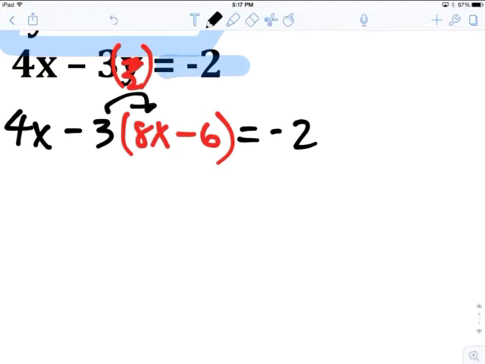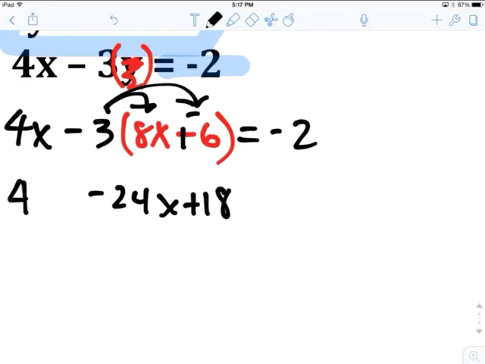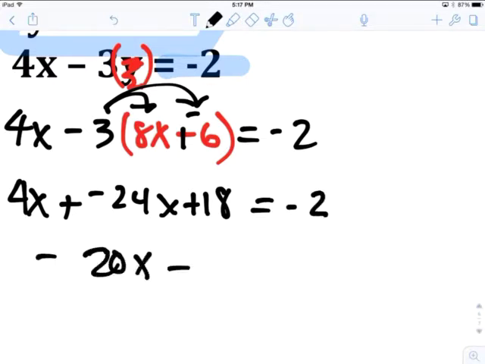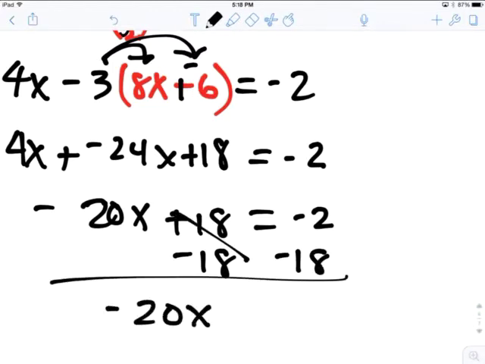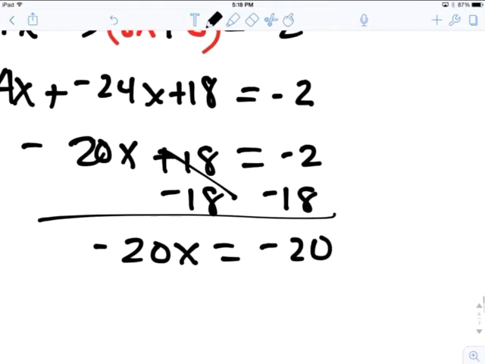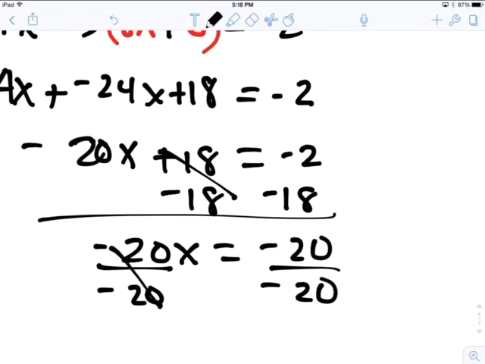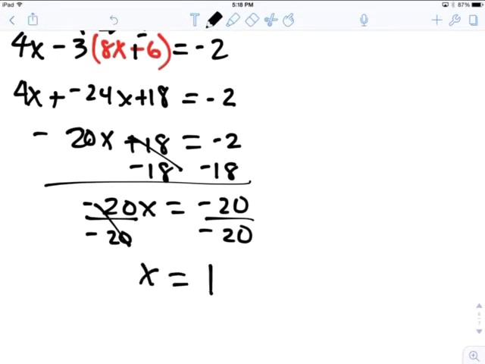Distribute, additive inverse, that's negative 24x. Distribute, positive 18, 4x. Combine them, negative 20x plus 18. And then you minus 18, negative 20x equals negative 20. Divide by negative 20. X equals a positive 1.